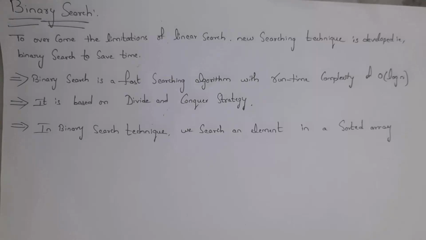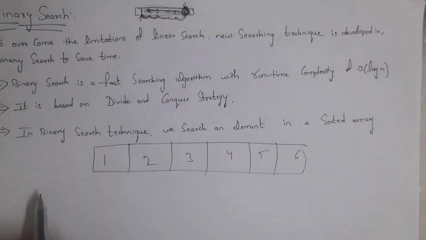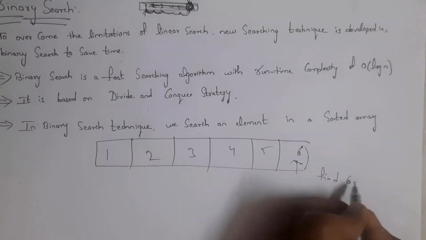In linear search, in order to find a particular element, we need to search each and every element line by line. So it is a time-taking process. In order to overcome the limitation of linear search, a new searching technique was developed, that is binary search, in order to save time. For example, this is an array of elements. It contains a total of 6 elements. I want to find element 6.